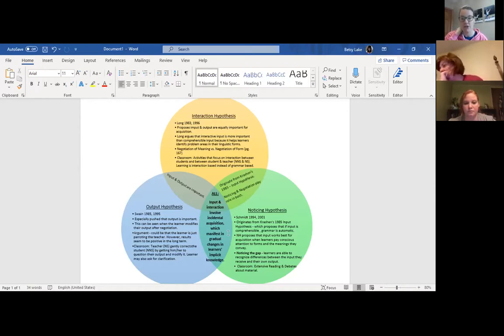And this can be seen when the learner modifies their own output after negotiation with another speaker. The argument that I found here was it could be that the learner is just parroting the teacher. So how do we really know if we're seeing acquisition here? However, the results seem to be positive in the long term, so it could be beneficial, right? And in the classroom, we see the teacher or the native speaker gently corrects the student or the non-native speaker by getting him or her to question their output and modify it. So the learner may also ask for clarification.